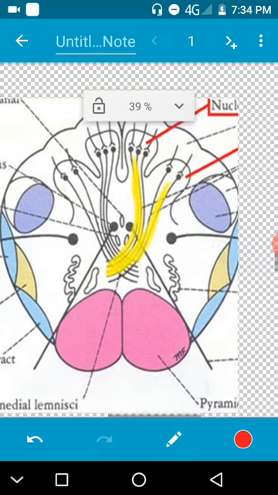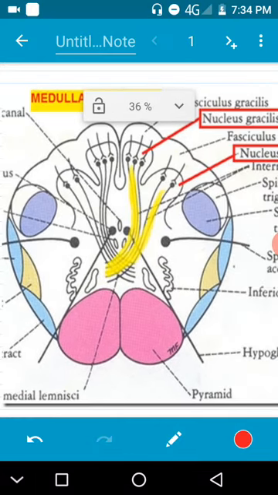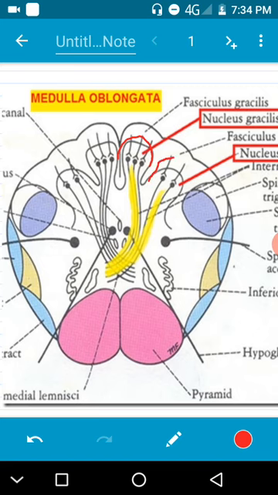So this is a section of medulla oblongata taken at the level of sensory decussation. You can clearly see there is a fasciculus gracilis and there is a fasciculus cuneatus here. So what do the fasciculus gracilis and fasciculus cuneatus mean? Basically, we saw it before. Fasciculus gracilis carries the sensations from the lower part of the body, and the fasciculus cuneatus carries the sensations from the upper part of the body.